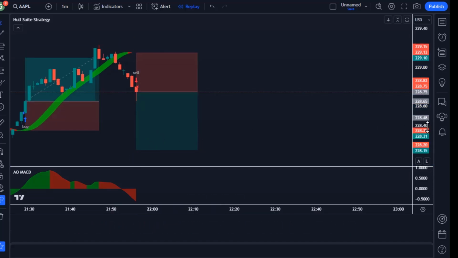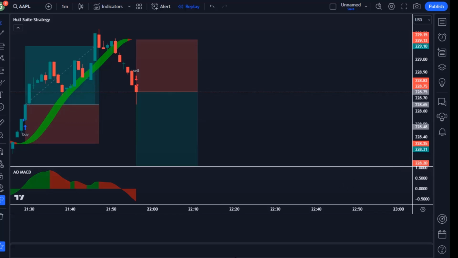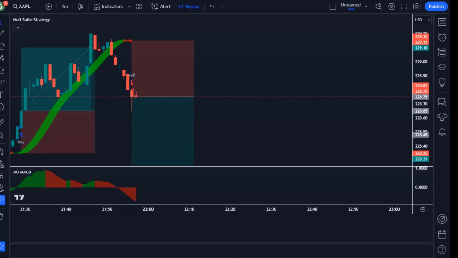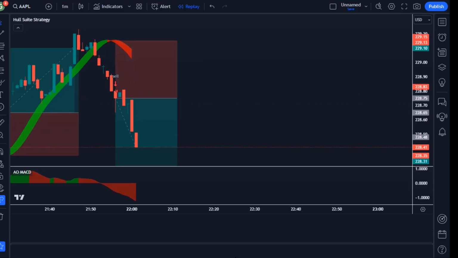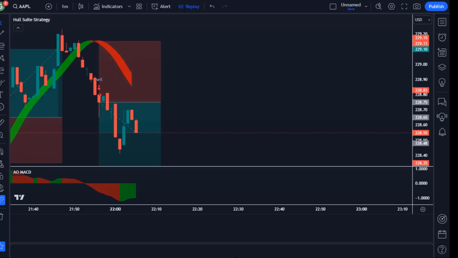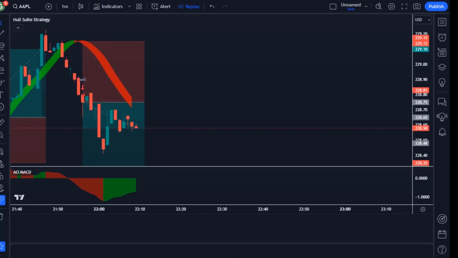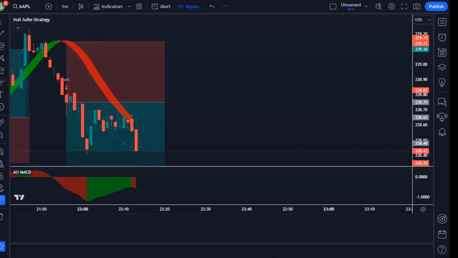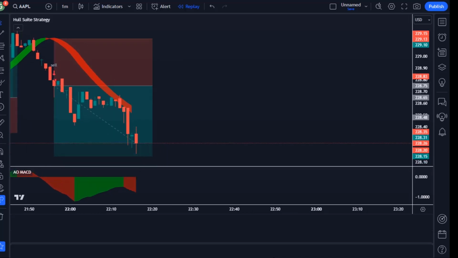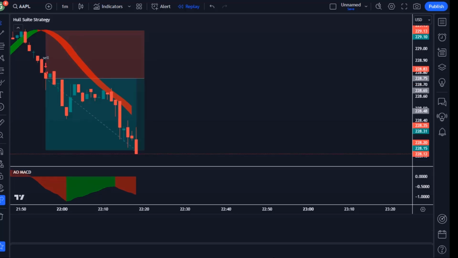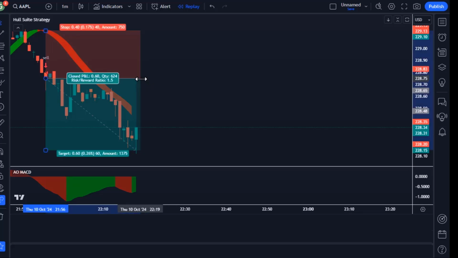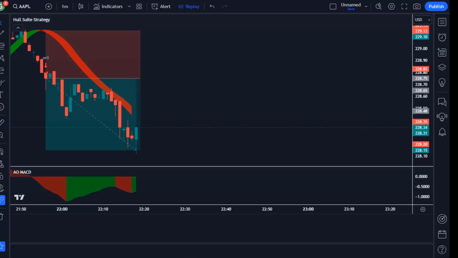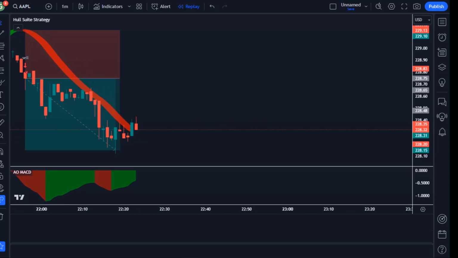Let's see what happens to our trade. The market has completely hit the target. I hope you must have liked this trading setup and strategy. If not, then it doesn't matter. We are going to see examples of some trades so that you will definitely understand.